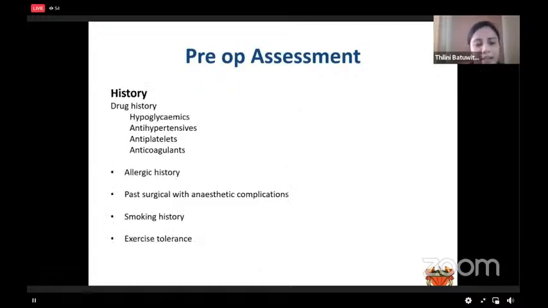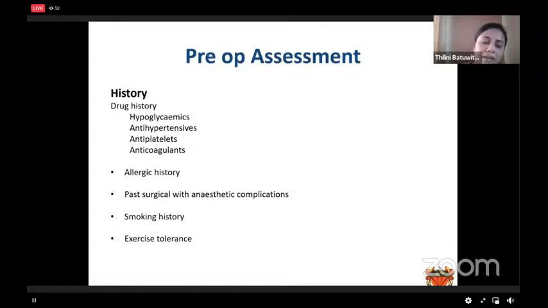And then the drug history is extremely important. It's related to the medical history as well. You should know what drugs the patient is on, like hypoglycemics, antihypertensives. Why is it important? Because we may have to alter some of these drugs prior to surgery. When it comes to the surgery, we may have to change them. We will discuss it later.